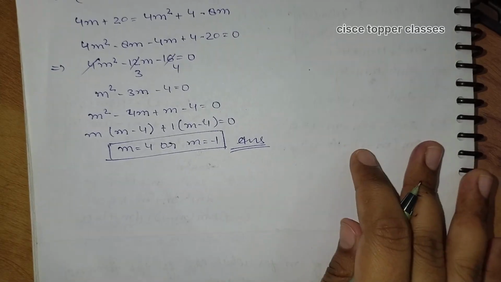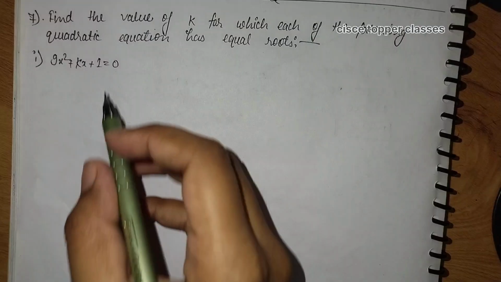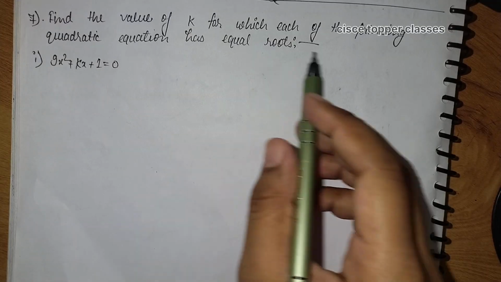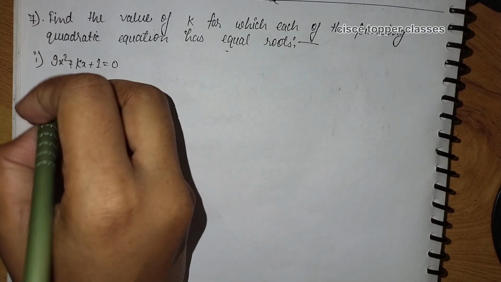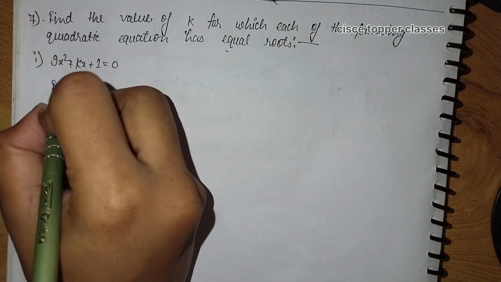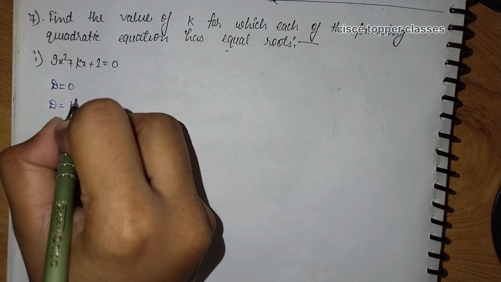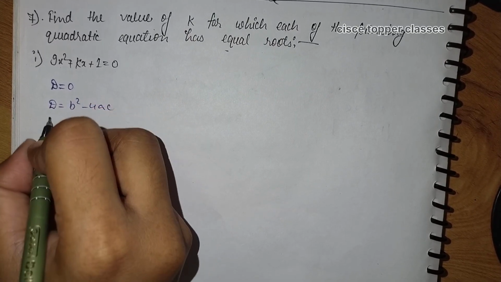And this is the solution of question number 6, second part. Let us solve question number 7. We have to find the value of k for which each of the following quadratic equations has equal roots. So we know if it has equal roots, then the discriminant will be 0, and D is equal to b square minus 4ac. So we will put all the values.